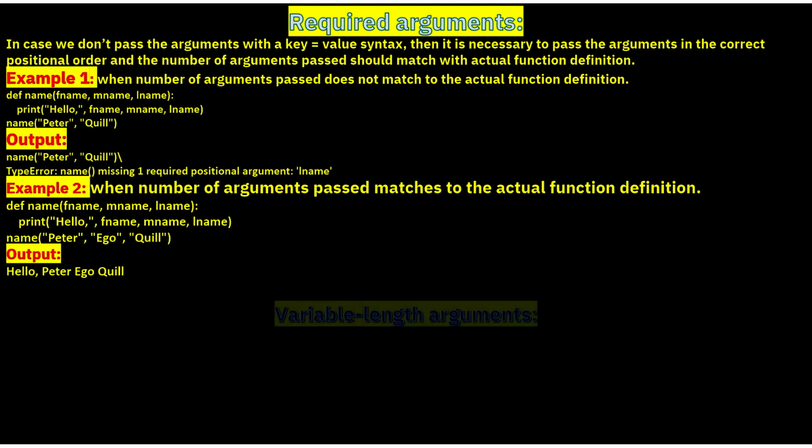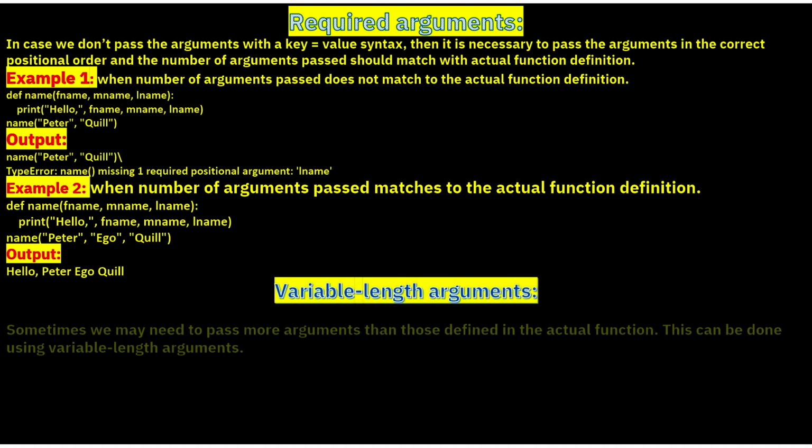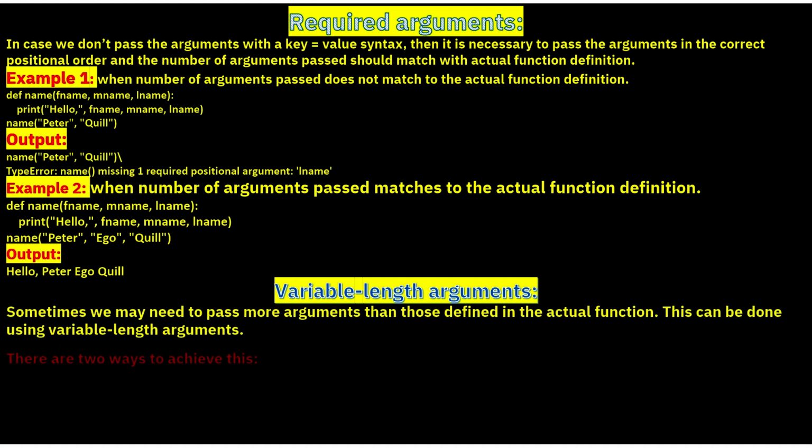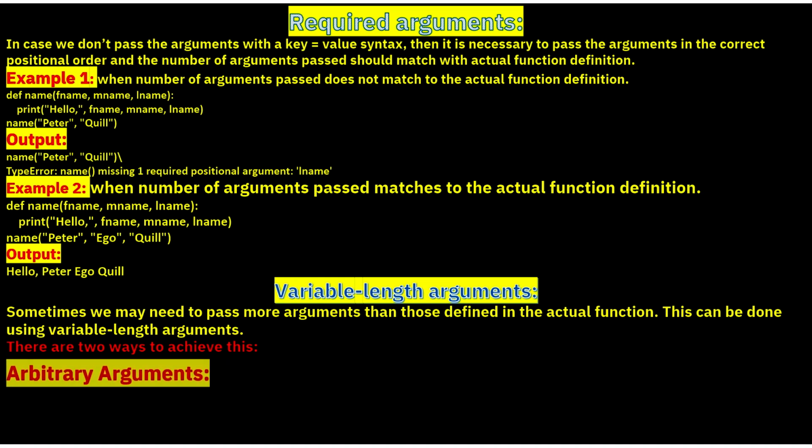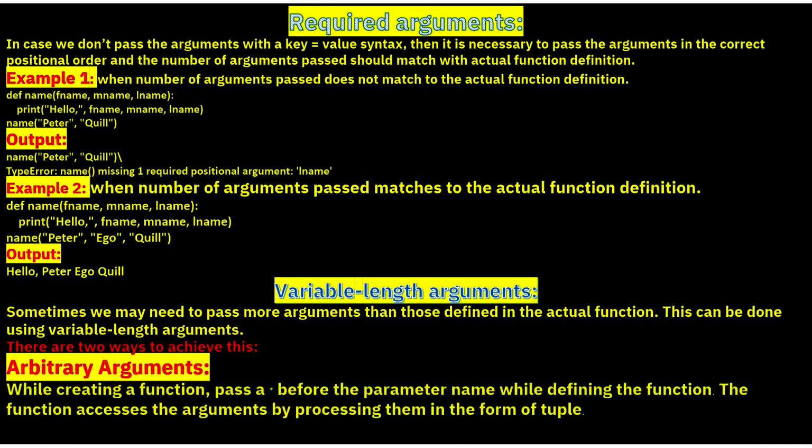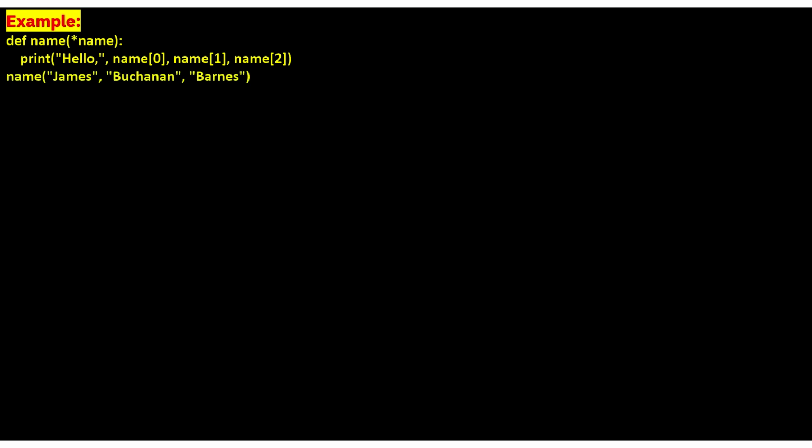Variable arguments. Sometimes we may need to pass more arguments than those defined in the actual function. This can be done using variable arguments. There are 2 ways to achieve this. Arbitrary arguments: while creating a function, put an asterisk before the parameter name while defining the function. The function accesses the arguments by processing them in the form of a tuple. Example: def name(*name): print("Hello", name[0], name[1], name[2]). name("James", "Buchanan", "Barnes"). Output: Hello James Buchanan Barnes.